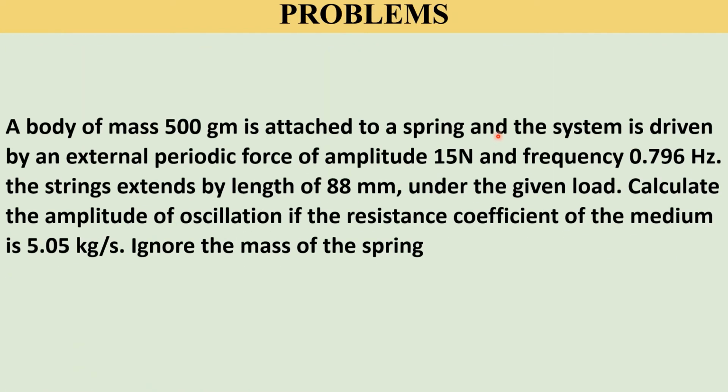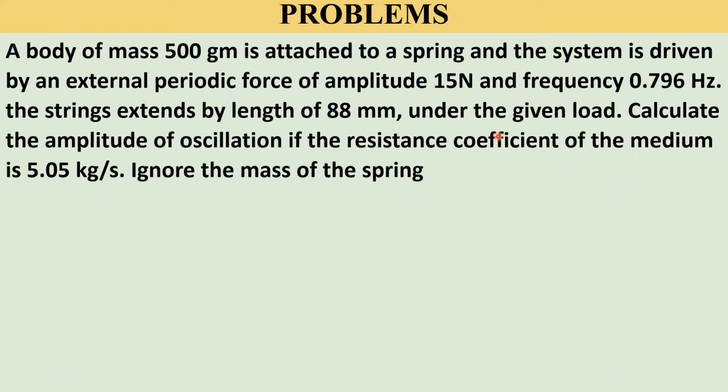A body of mass 500 gram is attached to a spring and the system is driven by an external periodic force of amplitude 15 Newton and frequency 0.796 Hz. The spring extends by a length of 88 millimeter under the given load. Calculate the amplitude of oscillation if the resistance coefficient of the medium is 5.05 kg per second. Ignore the mass of the spring.